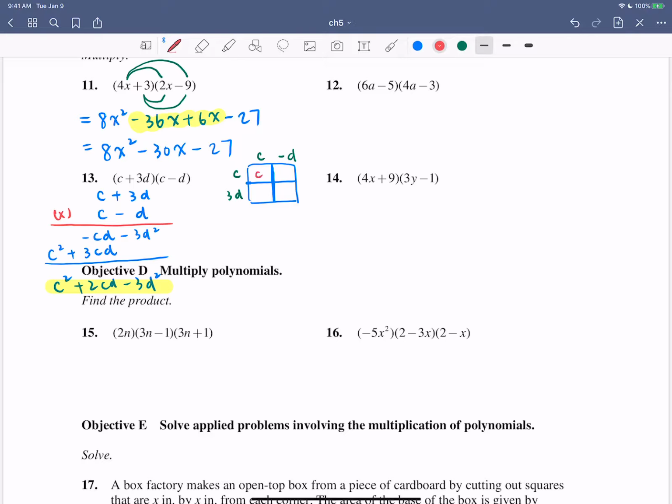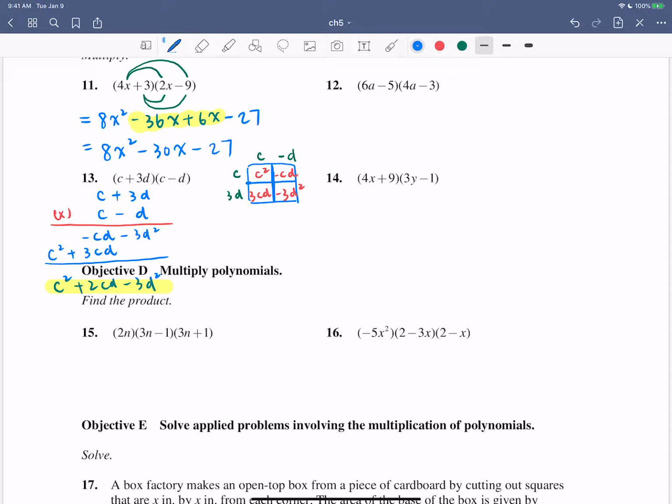c times c, that's c squared. c times negative d, that's negative cd. 3d times c, that's 3cd. And then we have 3d times negative d, that's negative 3d squared. And then we simply add all these four parts.